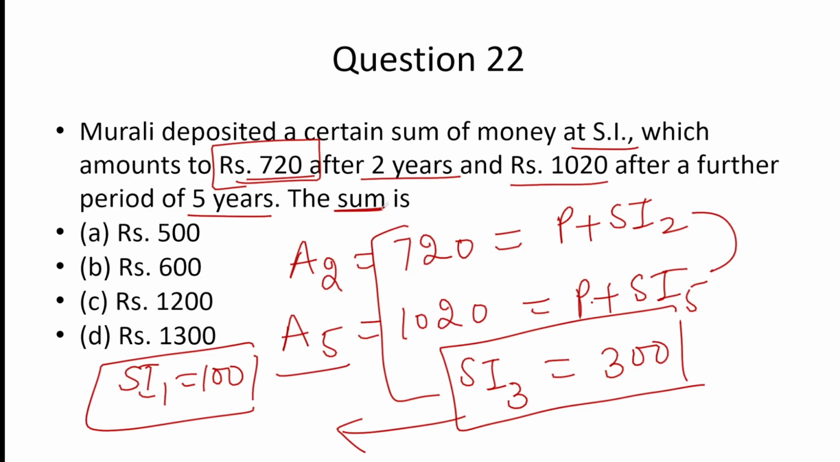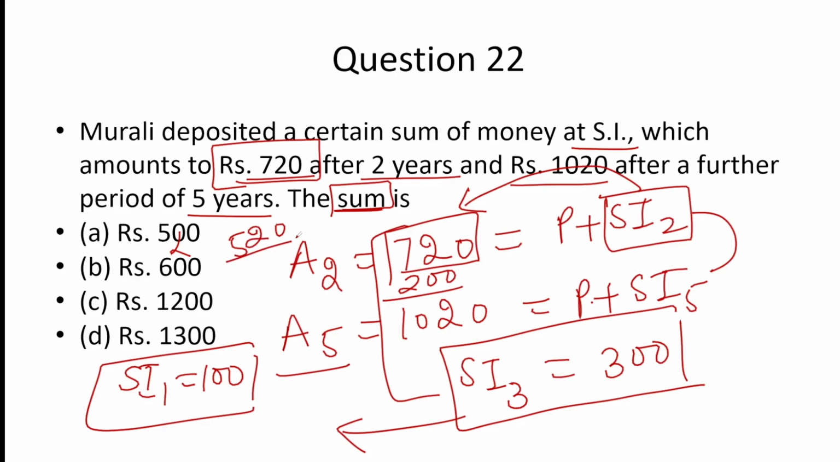So the question is find the sum. We have to find the principal, the initial amount. Here the amount is 720. If you subtract simple interest of 2 years from this 720, you will get the principal. So 720 minus 200. The answer will be 520. The sum will be 520, so this will be the principal. Clear? Amount of 2 years and amount of 5 years were given. When you subtract, you get the simple interest of 3 years. So simple interest for 1 year will be 100, for 2 years will be 200.